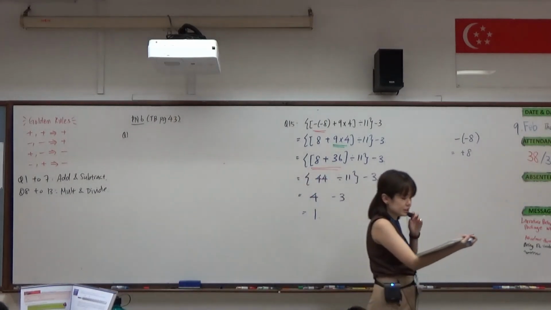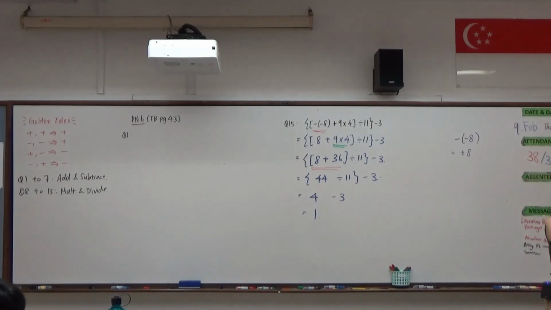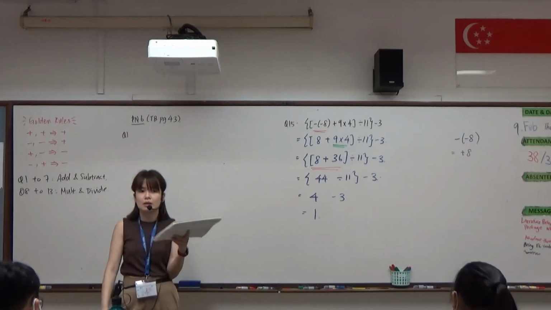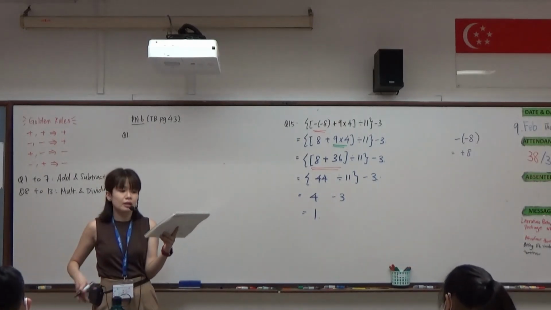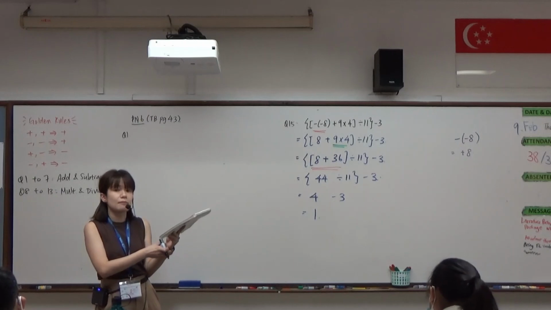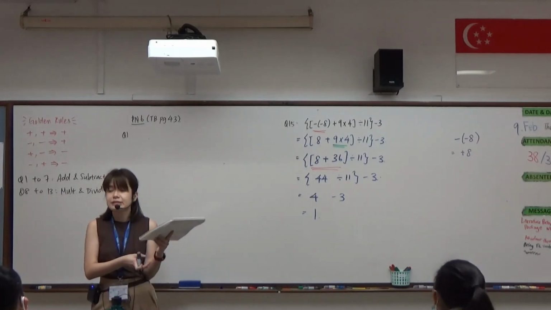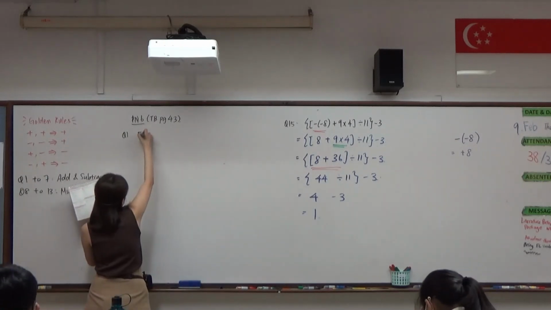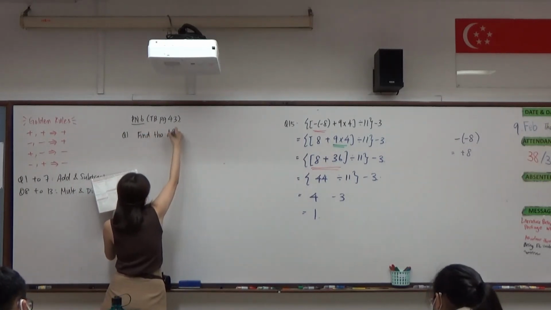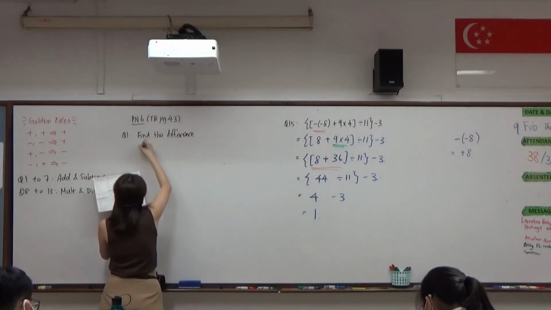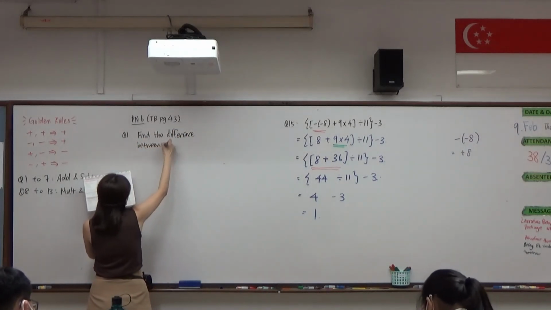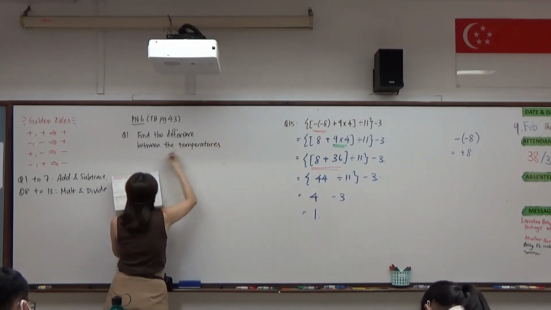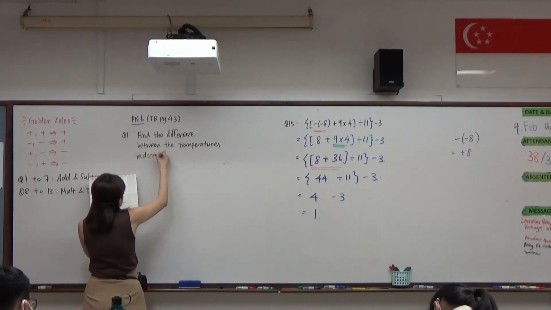There's a picture of a thermometer in the textbook. Looking at question 1. It says that the figure shows a thermometer. The readings are in degrees Celsius. We want to find the difference. I'm just writing that key question down: find the difference between the temperatures indicated by points A and B.